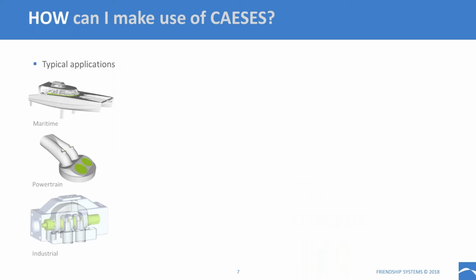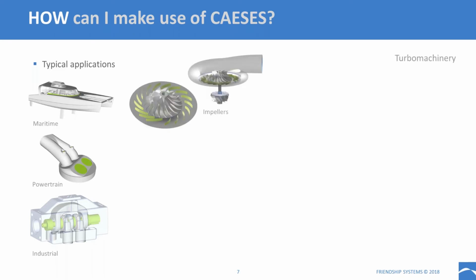So finally, how can I make use of CAESES? Here we see some typical applications that are maybe not the focus of today's webinar. Maritime applications, this is where we originally come from. Ship hull optimization, propellers, things like that. Or powertrain components, so components inside of an engine, industrial machinery like valves and things like that. And then, the focus of today is turbomachinery applications.